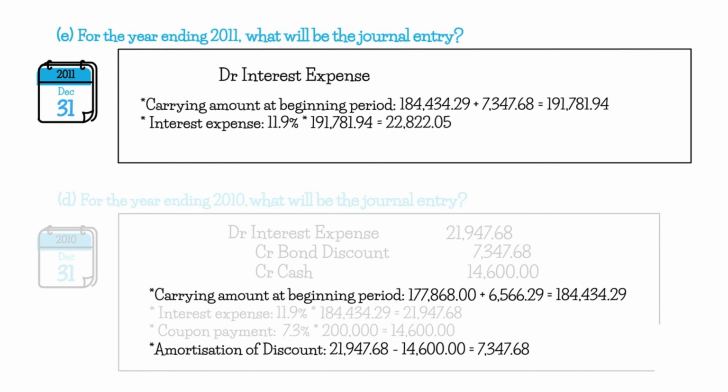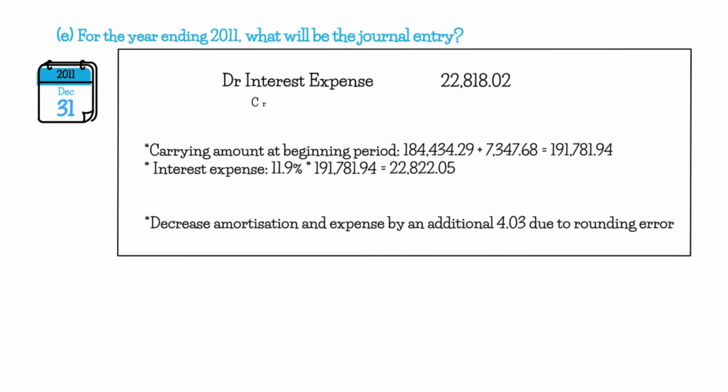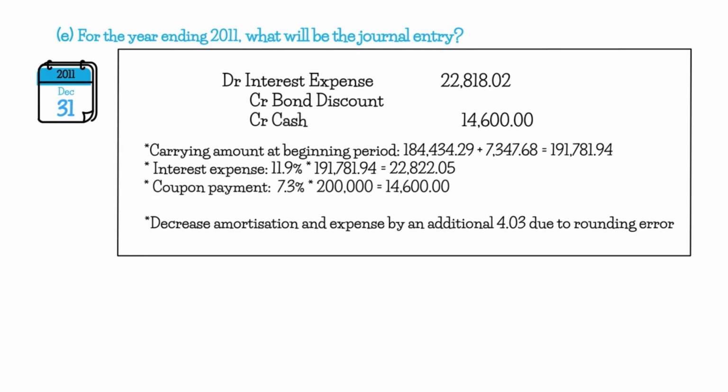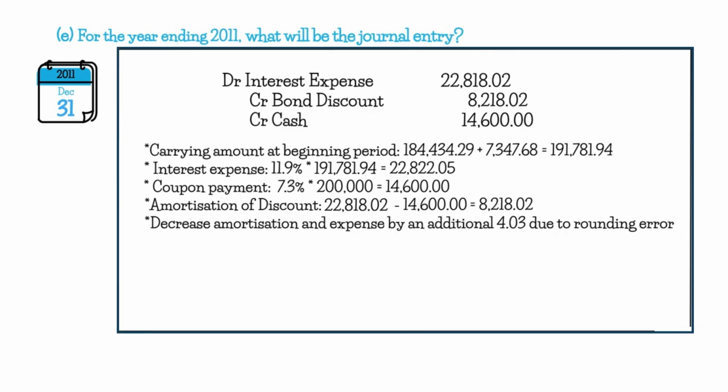Multiply that by the interest expense percentage of 11.9%, our market rate. This gives us interest expense $22,818.02. Credit bond discount, leave the amount blank for now. Credit cash, $14,600, that coupon payment. And now we're going to take the difference between the interest expense, $22,818.02, minus that coupon payment, $14,600. And we're going to put in then our credit amortization to bond discount, $8,218.02.